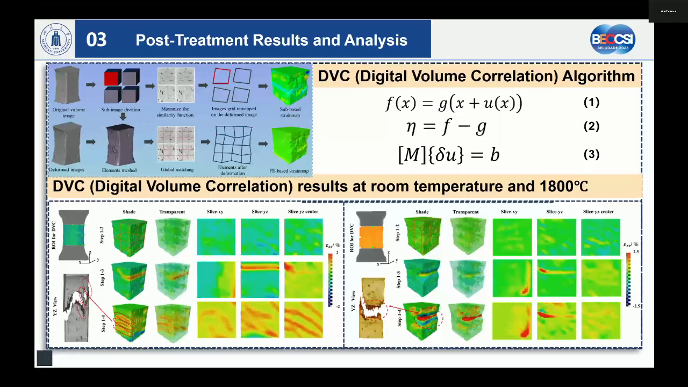In the end, we used DVC, that is digital volume correlation, technology to calculate the 3D volume images at different stages under room temperature and high temperature, and obtained a strain field that basically matches the final morphological characteristics of the actual fracture.